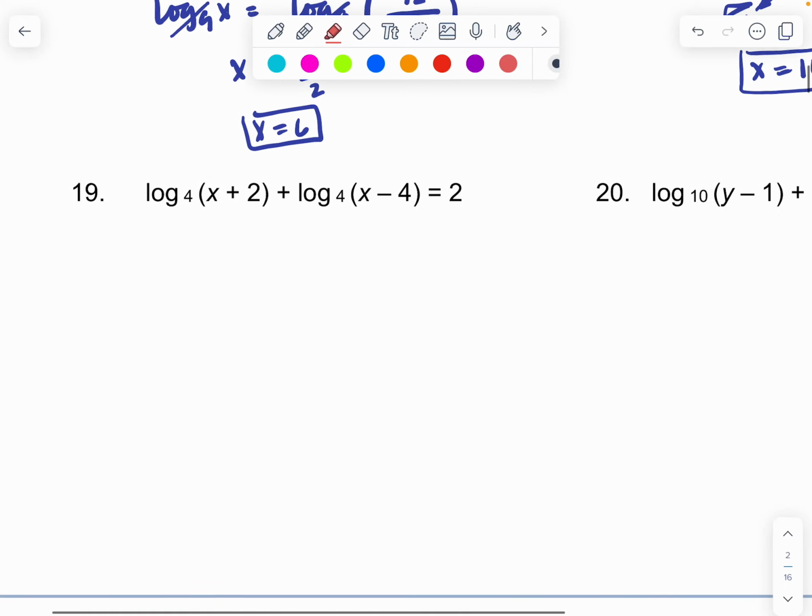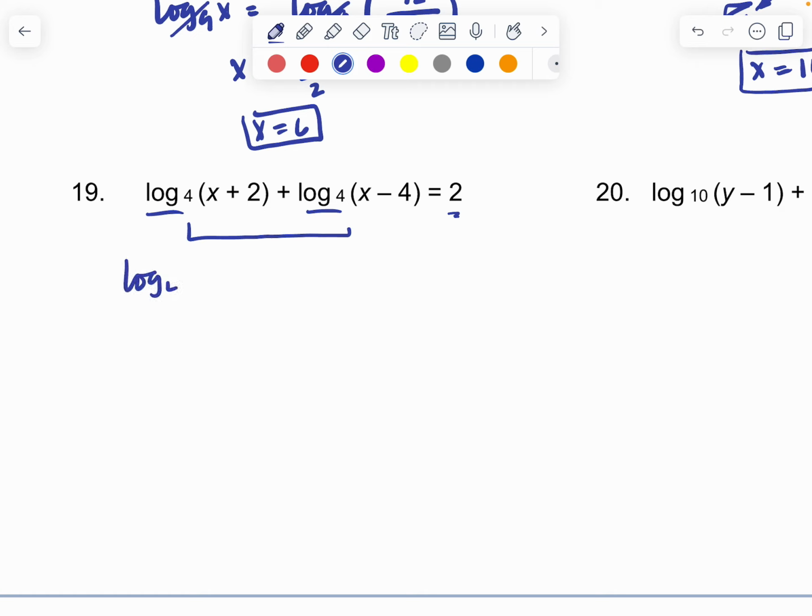Okay, number 19. Okay, so this one, interesting little guy here. So I have 2 logs on the left and no log on the right. That's interesting, but I still have to condense. So let's write them as one massive log base 4. Okay, so what do I do here? If I see addition, that means when I condense, I'm going to change it to a multiplication. So this is log base 4 of x plus 2 times x minus 4 equals 2.